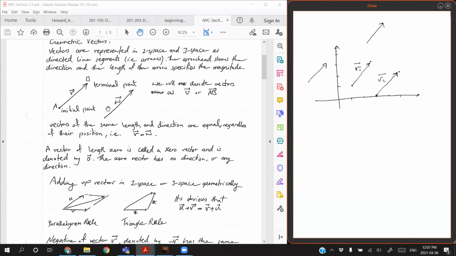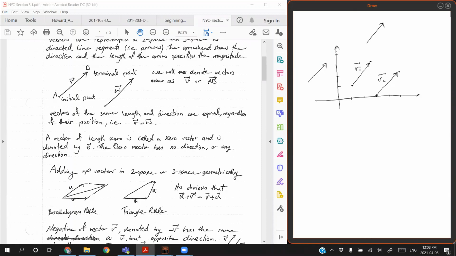So for example, these two vectors, since they have the same direction and length, they are equal regardless of the initial point and the terminal point, the position of the vector. A vector of length 0 is called the 0 vector, and it's denoted by 0 with an arrow on top. So that's the 0 vector. It's considered to be a vector of length 0, and the direction, you can think of it as having every direction or having no direction.